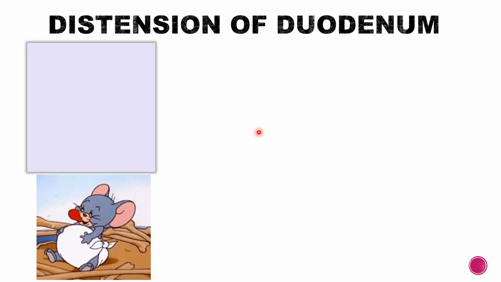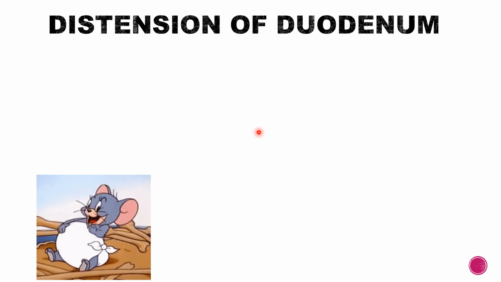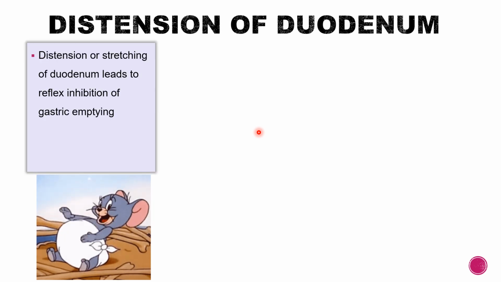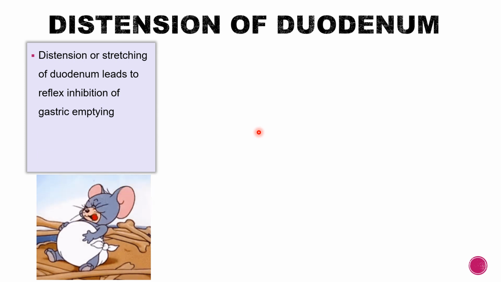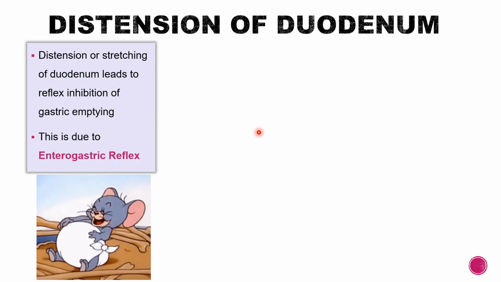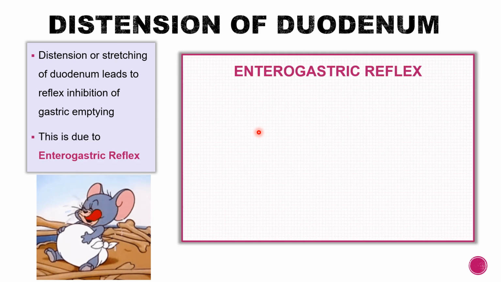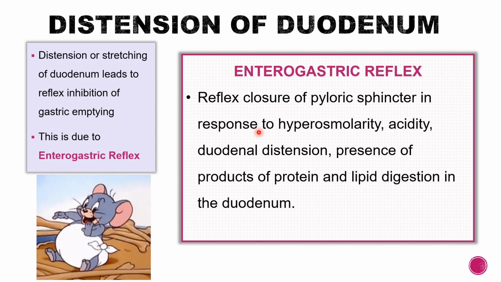Okay. So, next is distension of the duodenum. So, volume of meal, pH of duodenal contents, osmolarity of duodenal contents, products of lipid and protein digestion in duodenum. Now, distension of the duodenum. Distension or stretching of the duodenum leads to reflex inhibition of the gastric emptying. This is known as enterogastric reflex. This enterogastric reflex is basically the summary of the previous points.